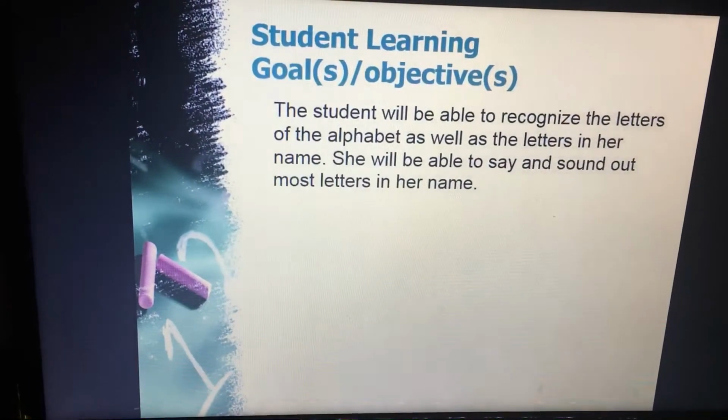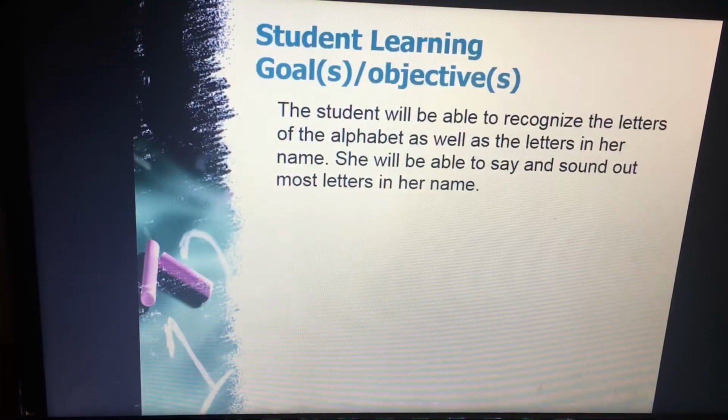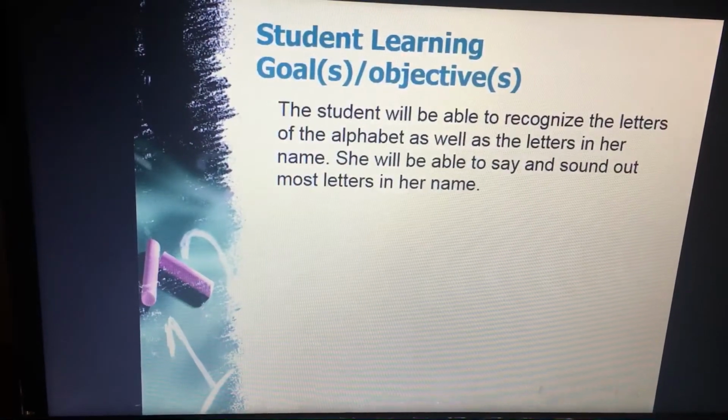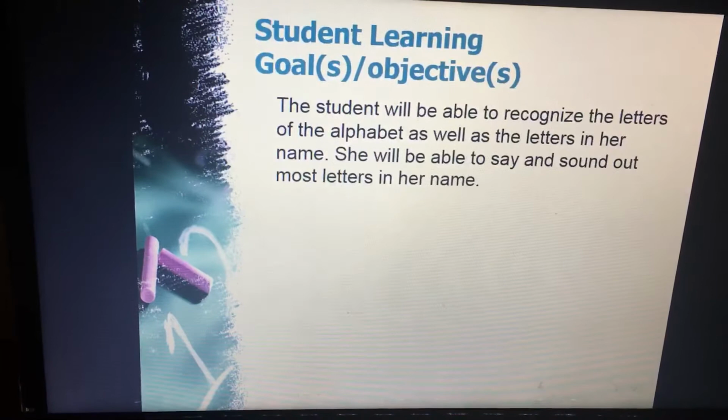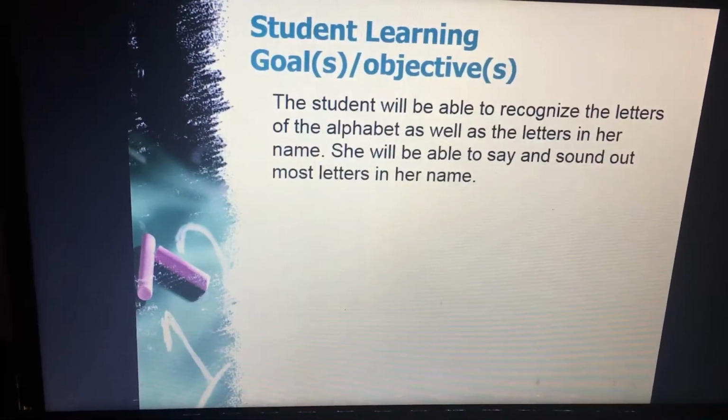And the goal of the student is to have the student be able to recognize the letters of the alphabet as well as the letters in her name. She'll be able to say the sound of most letters in her name and recognize the letters as well.